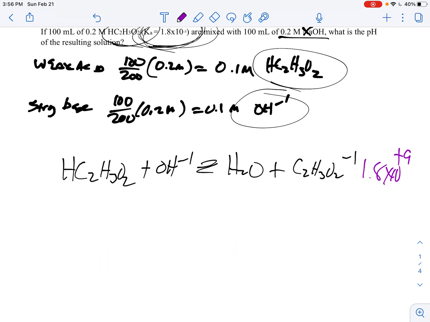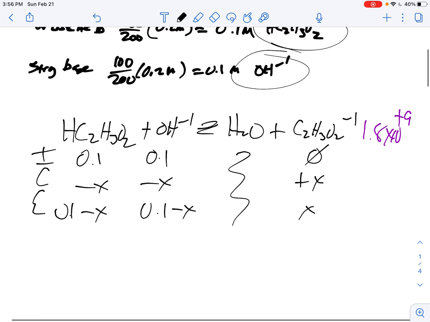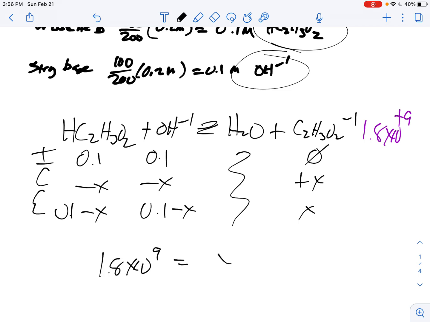So even if I were to go here and do an I, a C, and an E, this would be a 0.1, and this would be a 0.1, and this would be who cares, and this would be 0 that's there. Every other time that we have done this, we have done a minus x, and a plus x to get x, and then 0.1 minus x, and 0.1 minus x. In this particular format, you would be talking about 1.8 times 10 to the 9th is going to be equal to x over 0.1 minus x quantity squared.